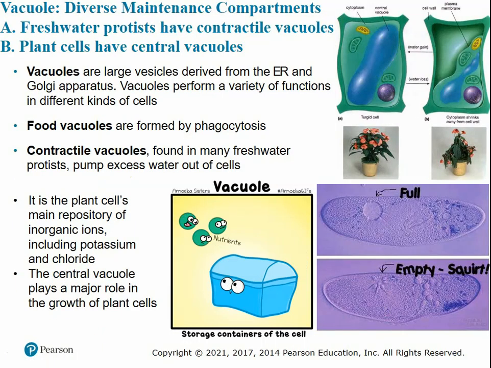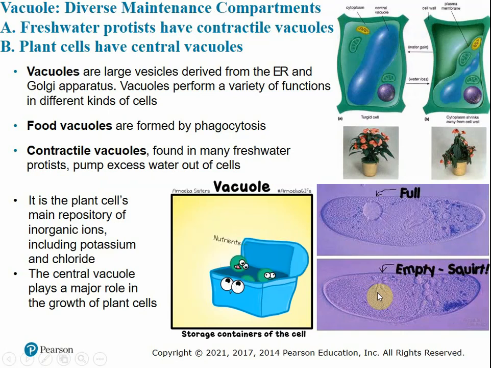Vacuoles are diverse maintenance compartments or storage containers of the cell. So they can be derived from that endoplasmic reticulum and the Golgi apparatus. So essentially little membrane sacs that can store different substances for the cell. So freshwater protists can have what's called a contractile vacuole, where they can store water.